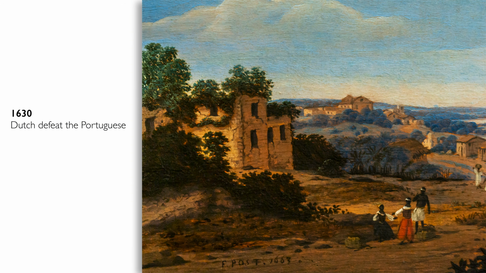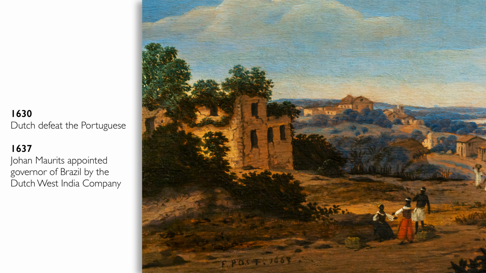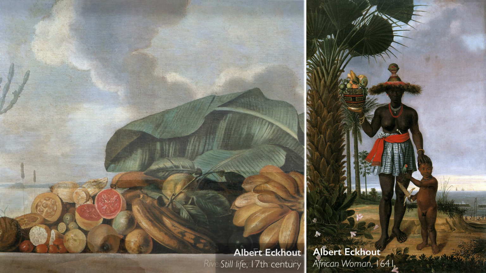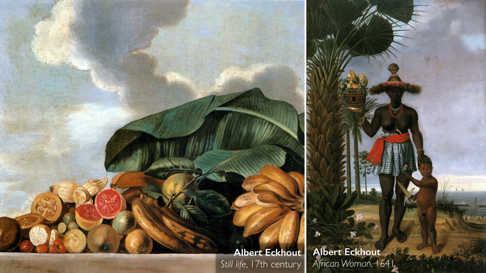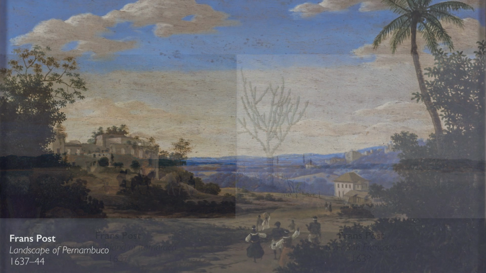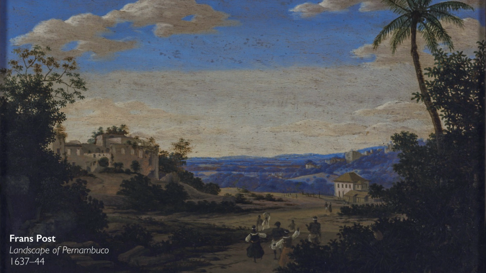After the Dutch defeat the Portuguese, you have the appointment of the governor, Johan Maurits, come to Brazil. He brings artists such as Post and another artist, Albert Eckhout, to document what they are seeing around the Dutch settlement here in Brazil. And while Eckhout is documenting populations as well as flora and fauna, Post primarily paints the landscape. He depicts recognizable landmarks, but he's also clearly interested in the main industry of Brazil.